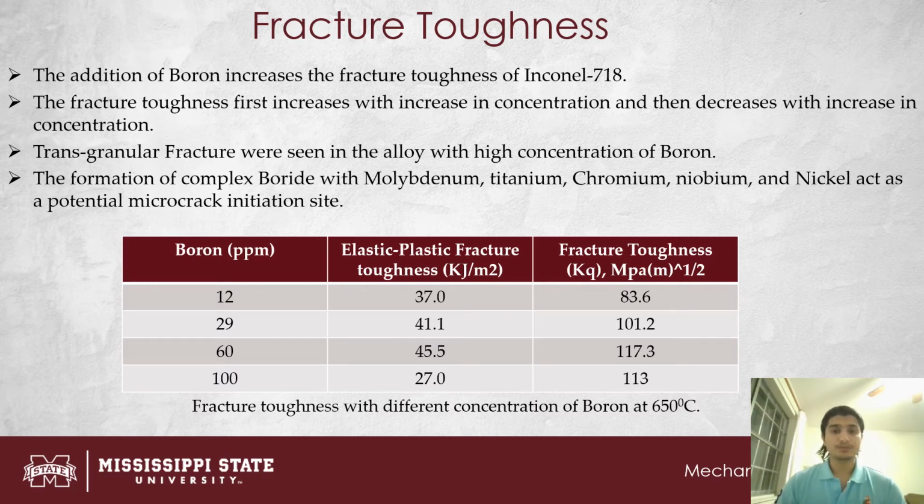Because of the low plastic fracture toughness, there are cracks seen on the alloy, and the formation of complex borides with molybdenum, titanium, chromium, niobium, and nickel acts as potential crack initiation sites, and eventually the tube starts to crack.